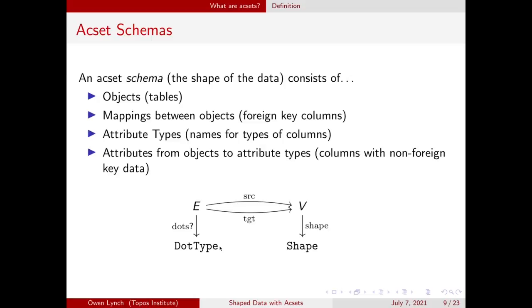And the idea here is that if you have an edge, then you can follow these arrows to get different things from that edge. So for instance, to get the source of an edge, you follow this arrow from edges to vertices, you follow source, and you get a vertex. In order to get the dots from an edge, you follow this arrow, and you get something of dot type.